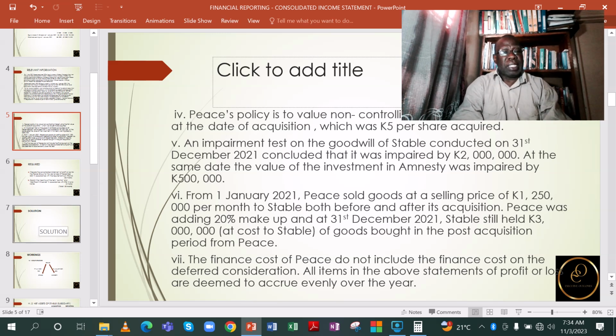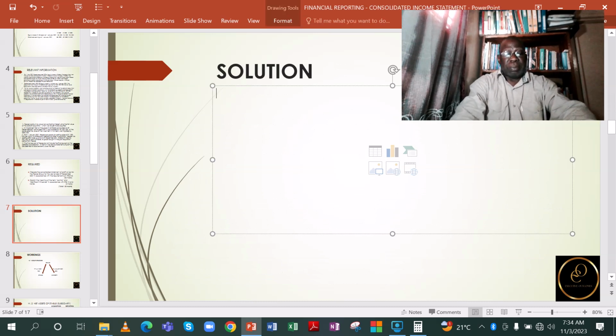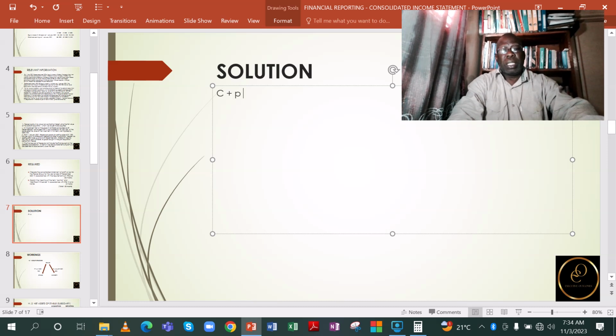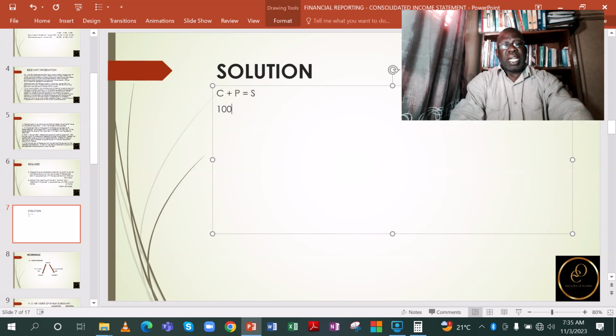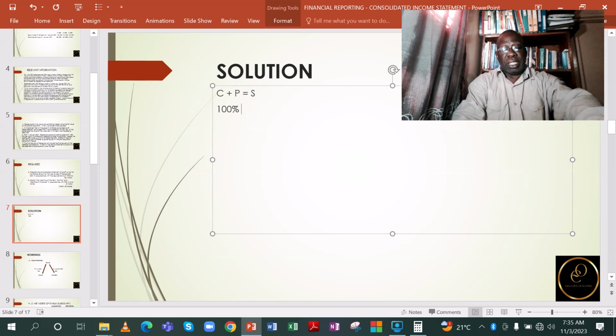So now what we do is this. We look at cost plus profit, which is equal to sales, the selling price or selling value. In this case, what do we have? Cost is taken to be always 100%. Profit is what we are told: 20% on cost. So 20% on cost to arrive at the sales value, which is going to be 120% in this particular case.